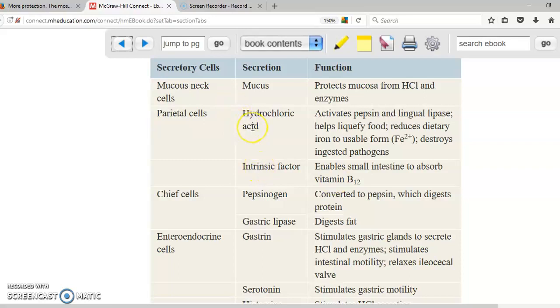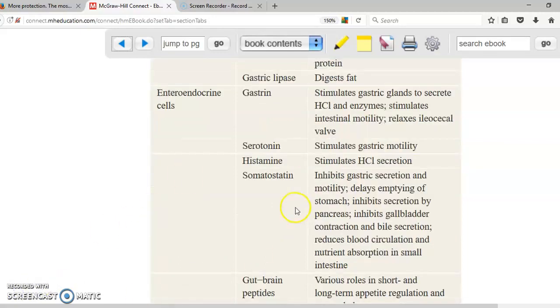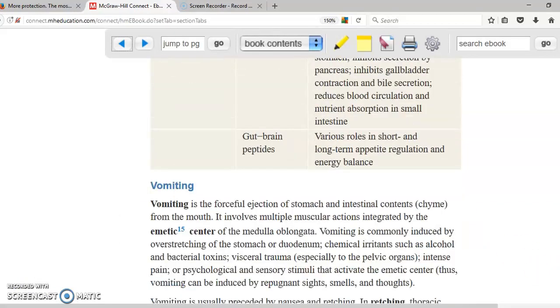This acid is neutralized by the mucus produced by the mucus cells. Chief cells, they produce pepsinogen that is going to be converted into pepsin, and gastric lipase that is going to help us digest fat. Gastrin stimulates the secretion of the acid and also stimulates the movement of the small intestine. Serotonin stimulates gastric motility. Somatostatin is very important because this inhibits the gastric secretion and motility.